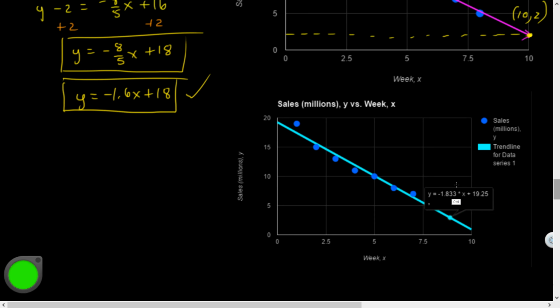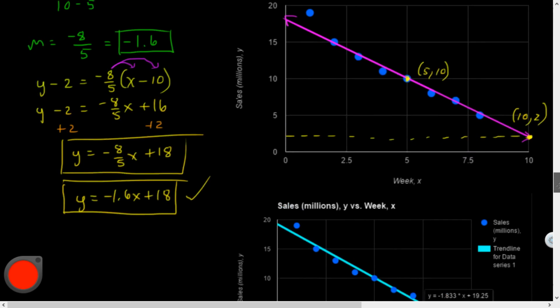All right, so notice, what is the computer's slope? I've got the equation right here. So what is the computer's slope of their line? The number in front of the x is negative 1.833. And what is the computer's y-intercept? 19.25. All right, so negative 1.833, yeah, I was off by a little bit. 19.25, yeah, I was off by a little bit.